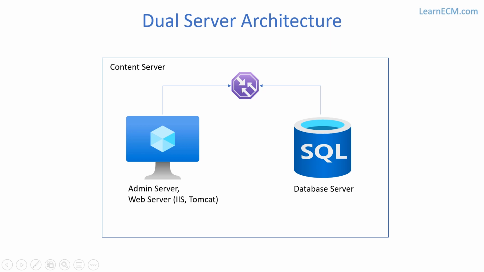Again, we can have the EFS and indexes on the server hosting the admin server, or we can even have them on a separate server. Here the load is distributed between the two VMs. The database server load will be on a separate system, and Content Server related load will be on a separate VM. So this is a little more robust compared to the single server or monolithic architecture.